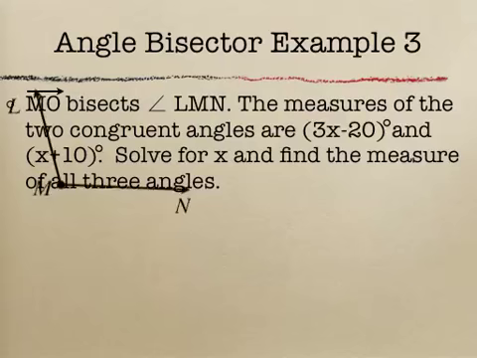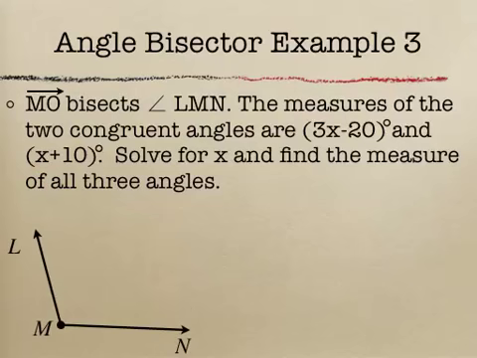Angle bisector example number 3 says that ray MO bisects angle LMN. The measures of the two congruent angles are 3x minus 20 degrees and x plus 10 degrees. Solve for x and find the measure of all three angles. Go ahead and draw yourself a picture. I have angle LMN, and then I need MO to bisect the angle.